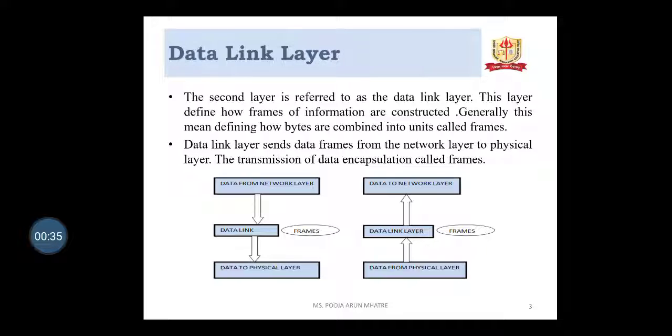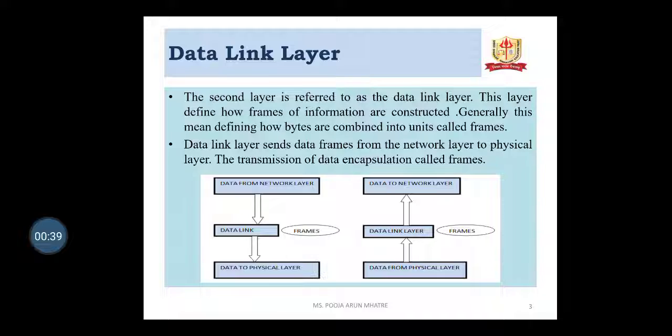First we will see what the data link layer is. The second layer is referred to as the data link layer. The second layer of the OSI model is the data link layer. These layers define how frames of information are constructed. Generally this means defining how bytes are combined into units called frames. That means bytes are combined together to make one frame.